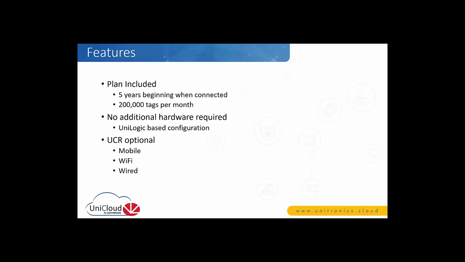You do have the option of adding a UCR router that can go over mobile connection, Wi-Fi, or a wired connection. Once the controller is connected to the account, the subscription is enabled and therefore gives you built-in cloud capabilities. All that is needed is dashboard creation beyond adding that asset to the cloud accounts.